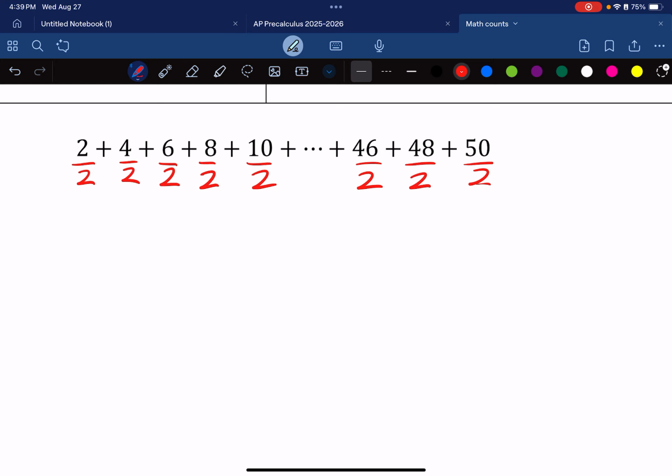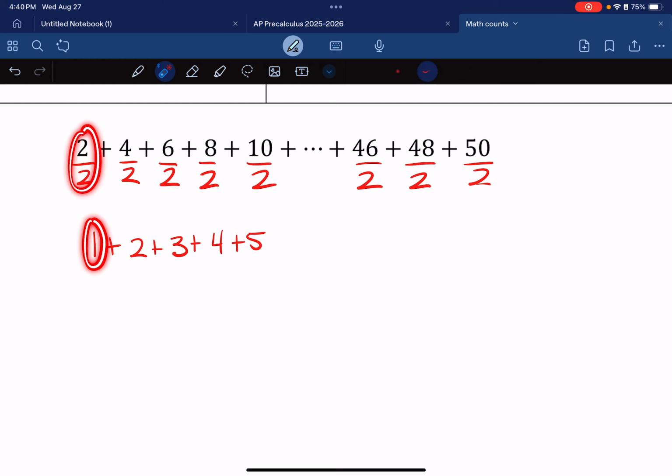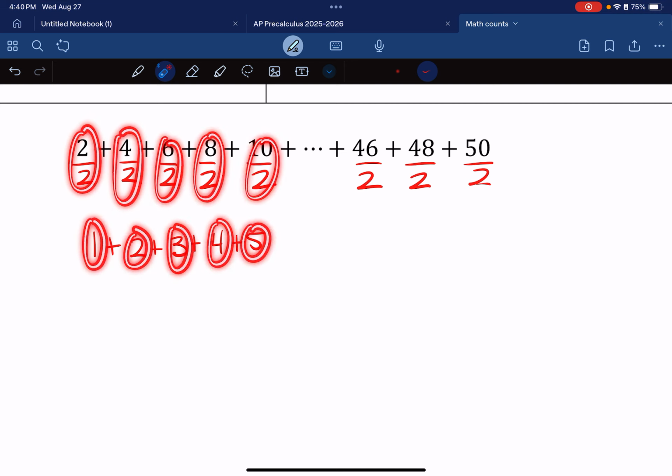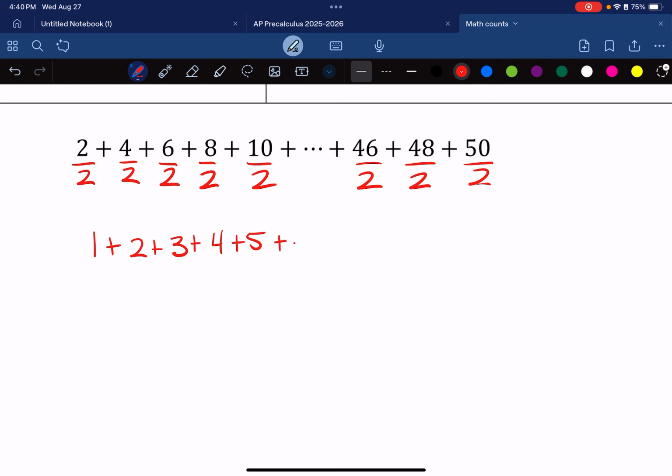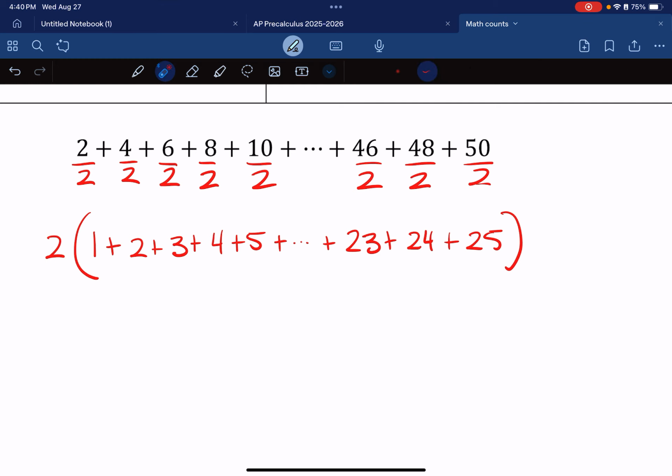So, if I divide them all by 2, I really have 1 plus 2 plus 3 plus 4 plus 5. You guys see what I'm doing? 2 divided by 2 is 1. 4 divided by 2 is 2. 6 divided by 2 is 3. 8 divided by 2 is 4. 10 divided by 2 is 5. Now I'm copying down this part. Plus dot, dot, dot. Plus, technically it's called an ellipsis. And then we do 46 divided by 2 is 23. Plus 48 divided by 2 is 24. Plus 50 divided by 2 is 25. At the very end, for dessert, we will multiply by 2. There's our dessert. We'll multiply by 2 at the very end instead of the very beginning.